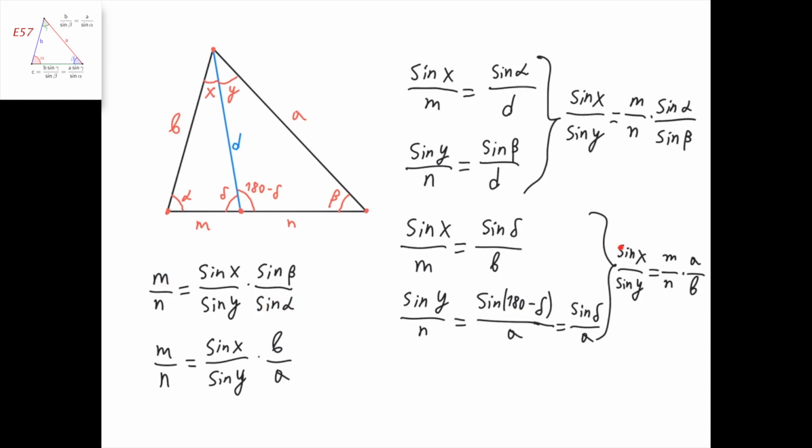And you can apply the same logic here. We have sine of X divided by sine of Y, so this divided by this. And then we put the two husbands, M divided by N, like this. And then we have A and B, but how do we put A and B?